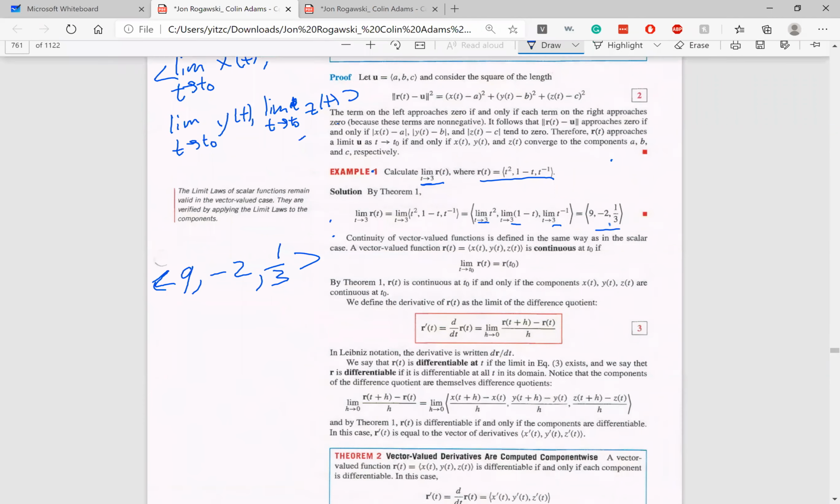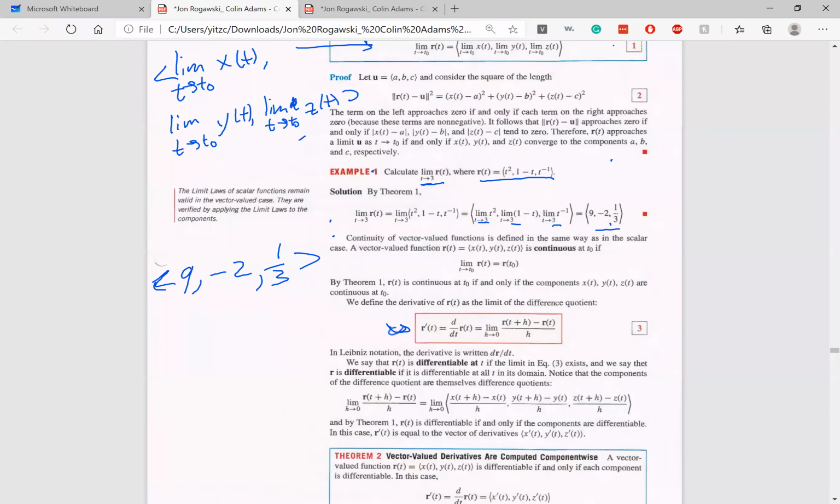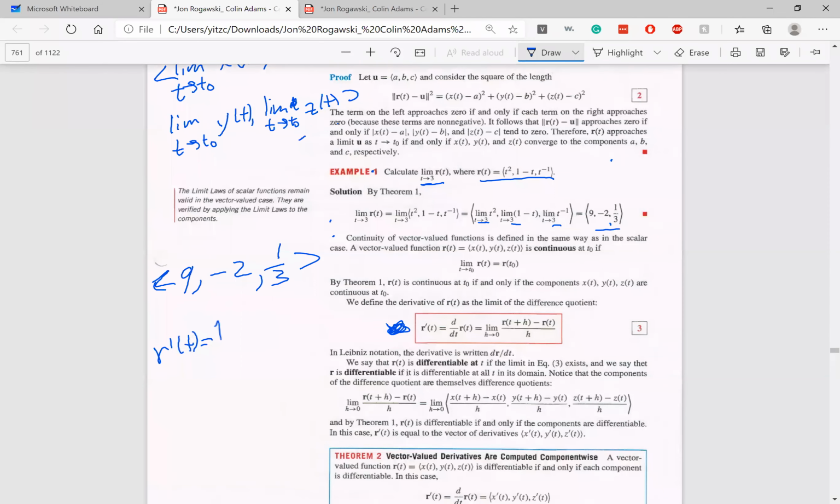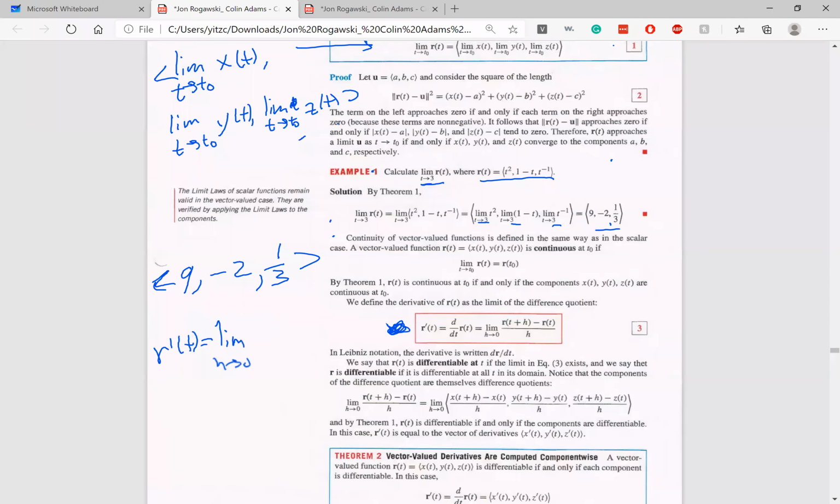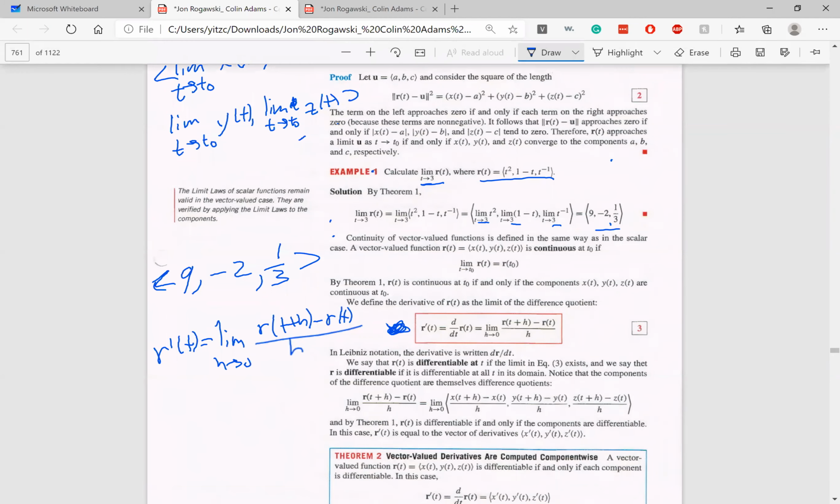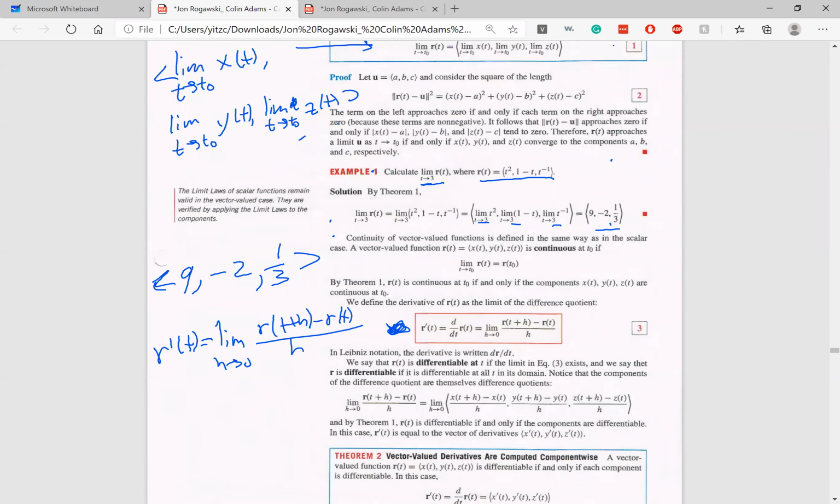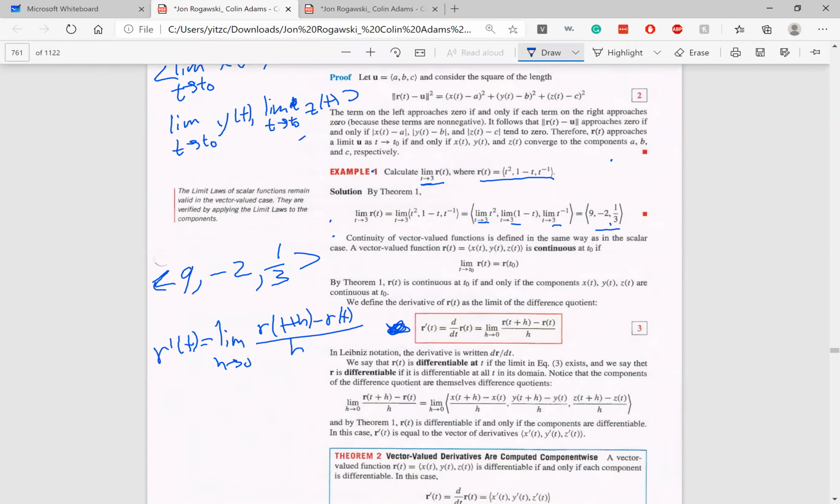And then we can create a derivative. Because we have limits, we can now look at the derivatives. And just like before, the derivative r prime of t is going to be the limit as h goes to 0 of r of t plus h minus r of t over h. Same exact definition as the derivative that we had before.